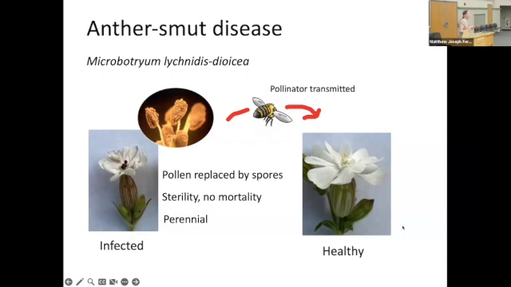And this is pretty bad for the plant, it can't produce pollen. It also sterilizes the ovary. So it's a sterilizing pathogen, doesn't cause any mortality. And the transmission mode is really beautiful because you can see that pollinators, when they visit, can pick up the spores and move them to healthy plants. And it's really a disease of perennial plants.